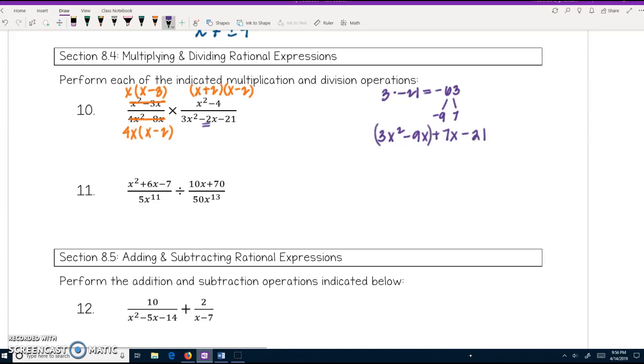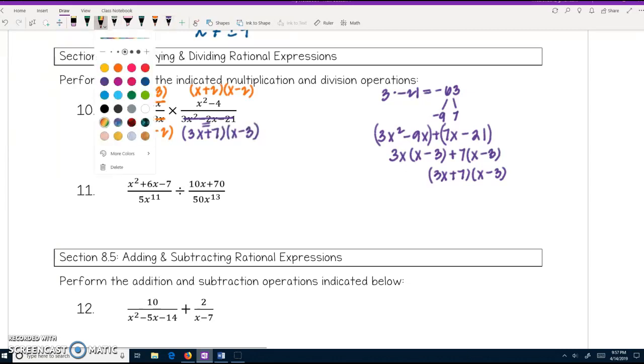I can group those first 2 terms and then the second 2 terms. Take out a 3 and I'll be left with x minus 3. And then I'll have plus 7 times x minus 3. So this is going to factor to be 3x plus 7 times x minus 3. So I can cross this out and fill in 3x plus 7 times x minus 3.